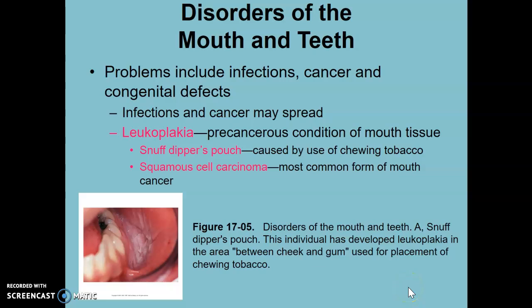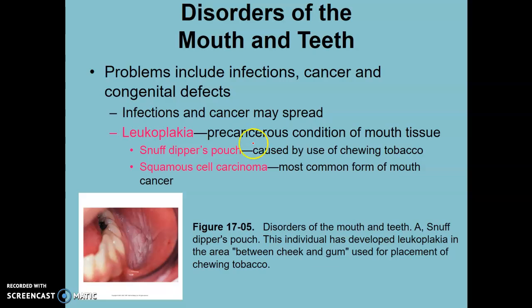Okay, so let's talk about a few disorders of the mouth and the teeth. A lot of times when we talk about disorders, they can include infections, bacterial infections or viral infections. In this case, it'll be a bacterial infection. It also can include cancer, usually of the tissues of the mouth, and some congenital defects we're going to talk about. So infections and cancer can spread throughout the mouth.